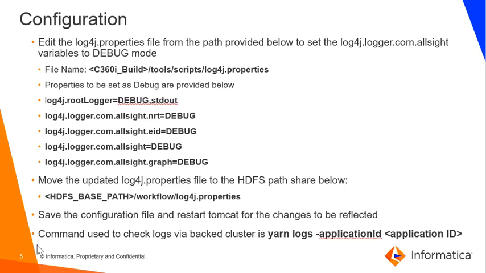The properties to be set to debug are available on the screen, and post updating the properties you need to save the file and then move the updated property file to the HDFS path. Once you move the properties file to the HDFS path, then you need to restart the Tomcat server for the changes to be reflected.